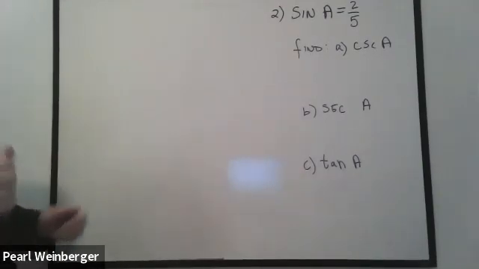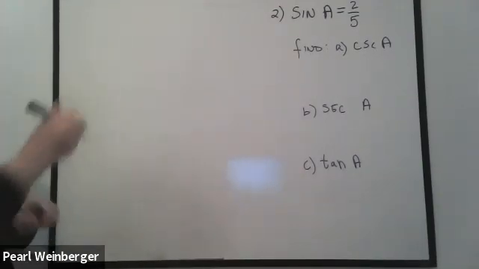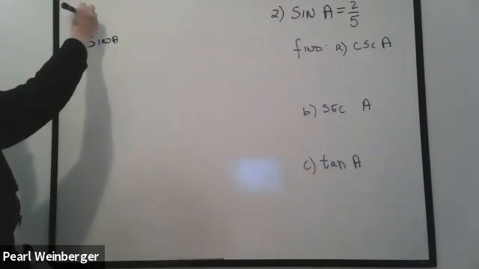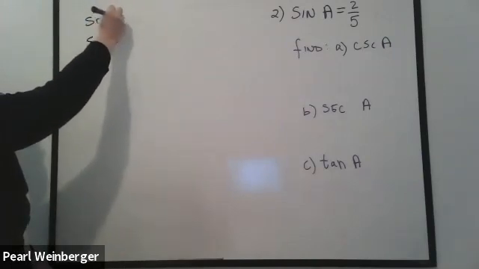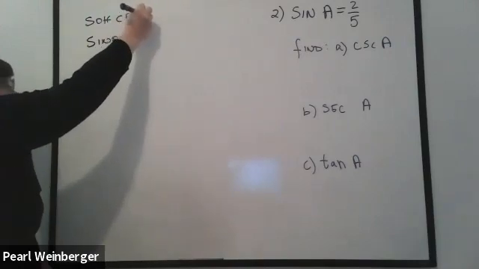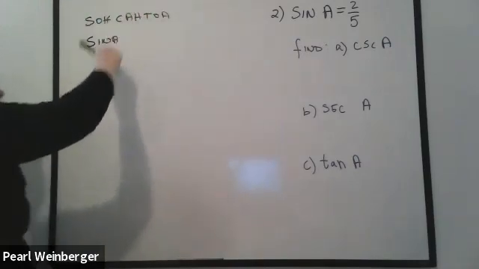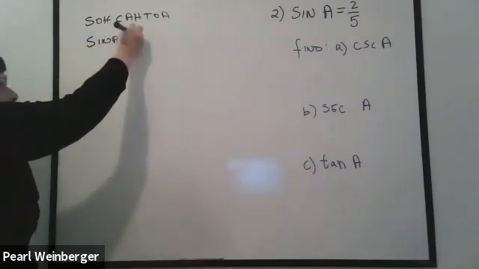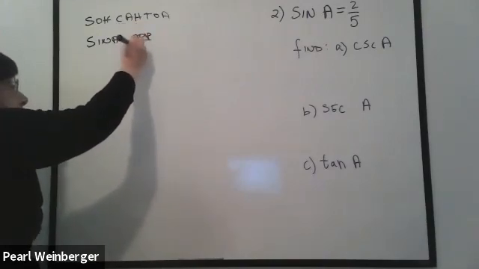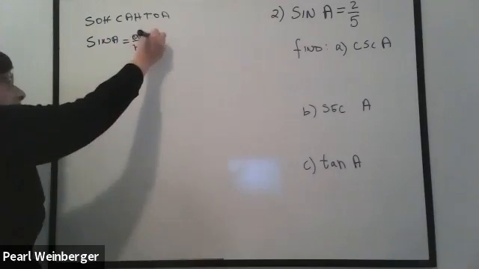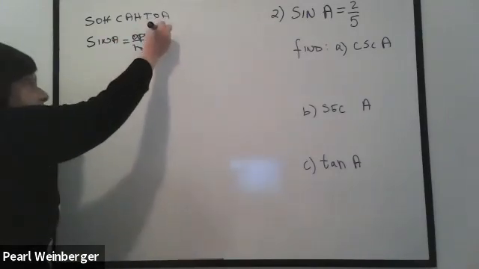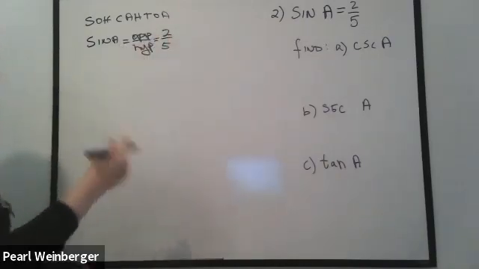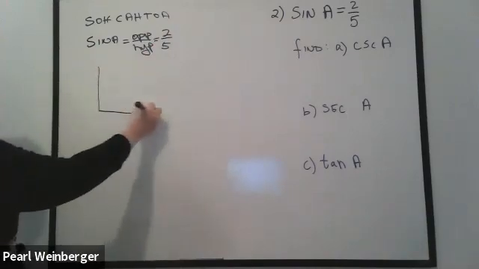We're given the sine of A is 2 over 5. Now, remember that the sine, we know from our SOHCAHTOA, means the opposite over the hypotenuse. So in my example, I will take the opposite side to be 2 and my hypotenuse to be 5 because it's 2 over 5. I'll draw myself a right triangle.